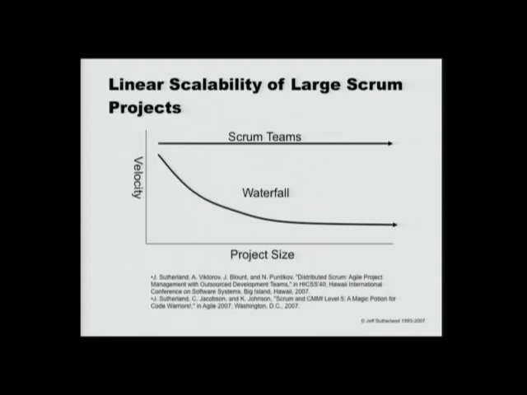So at the end of the day, both Cersei Dynamics and Zebia are getting, and Systematic Software Engineering in Denmark, who is a CMM Level 5 company, they see the same results. As teams scale, and if you run a really good Scrum, you get linear scalability in contrast to the typical waterfall project.